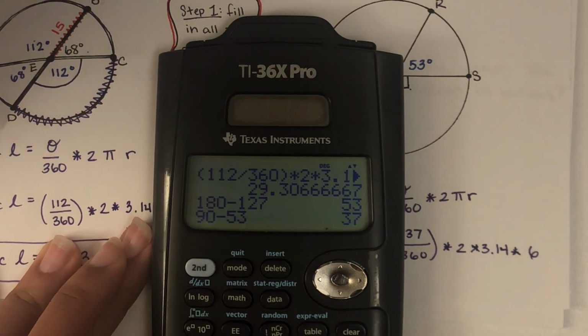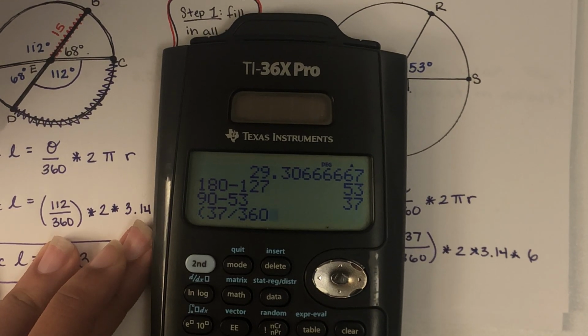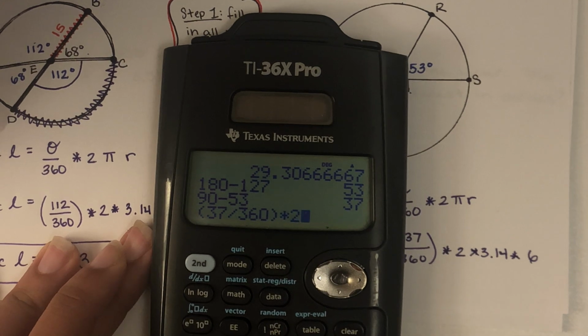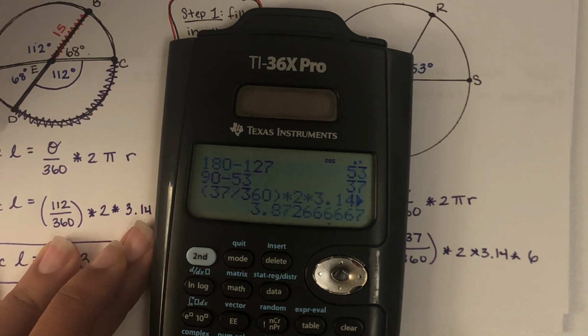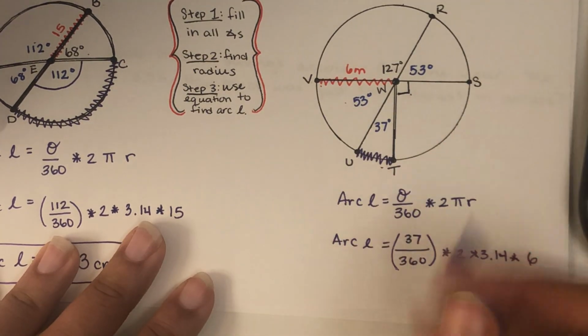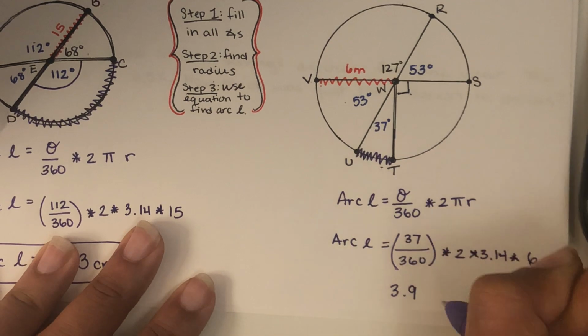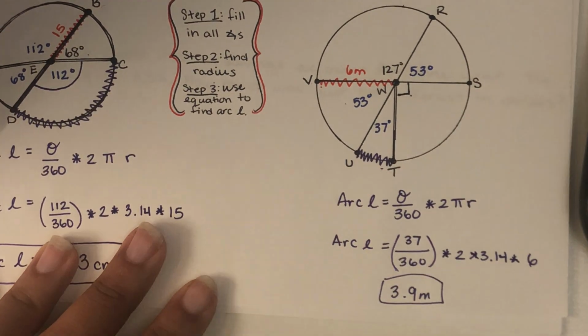Calculator. 3.87, meaning 3.9 meters. All right, that's it.